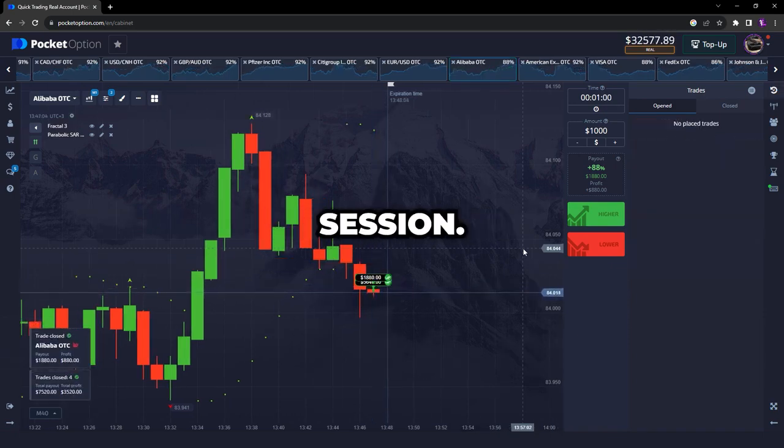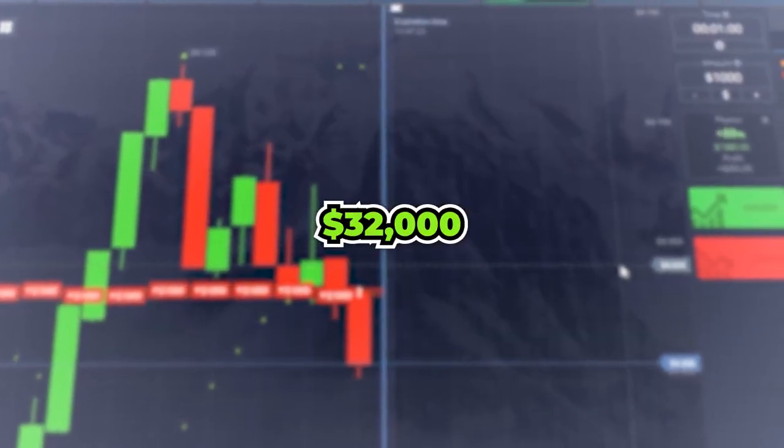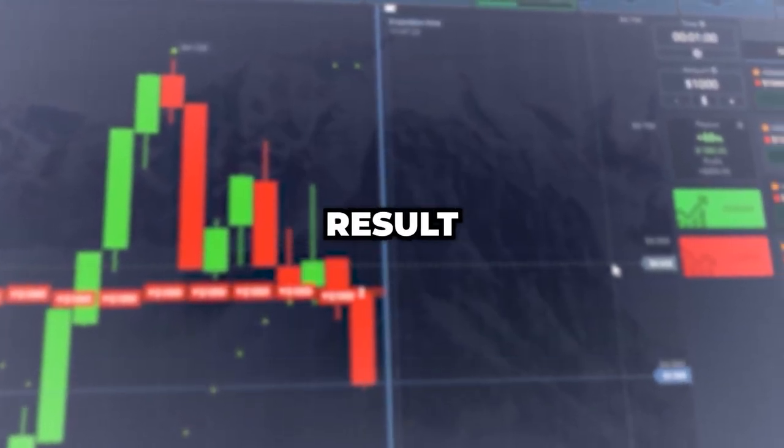It's time to end the trading session. With today's strategy, I managed to earn about $32,000 in profit. This is an excellent result.